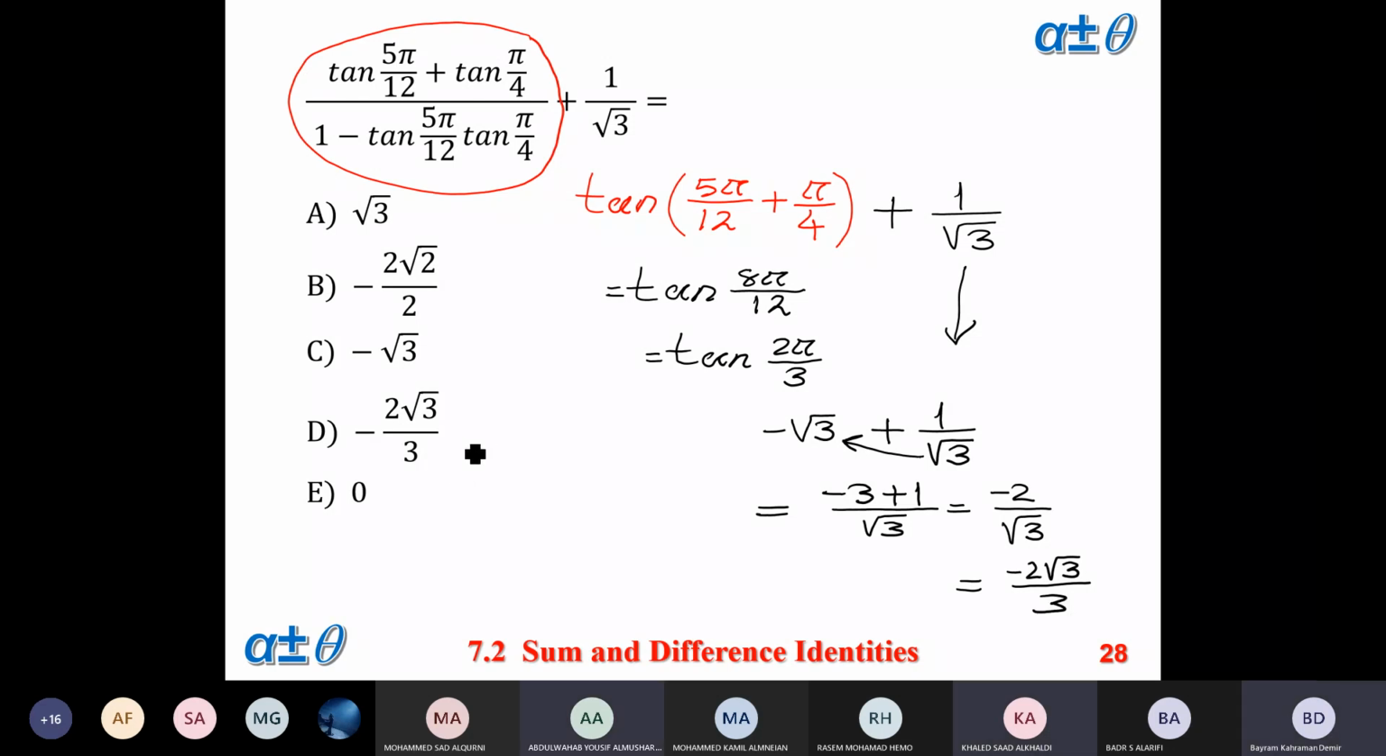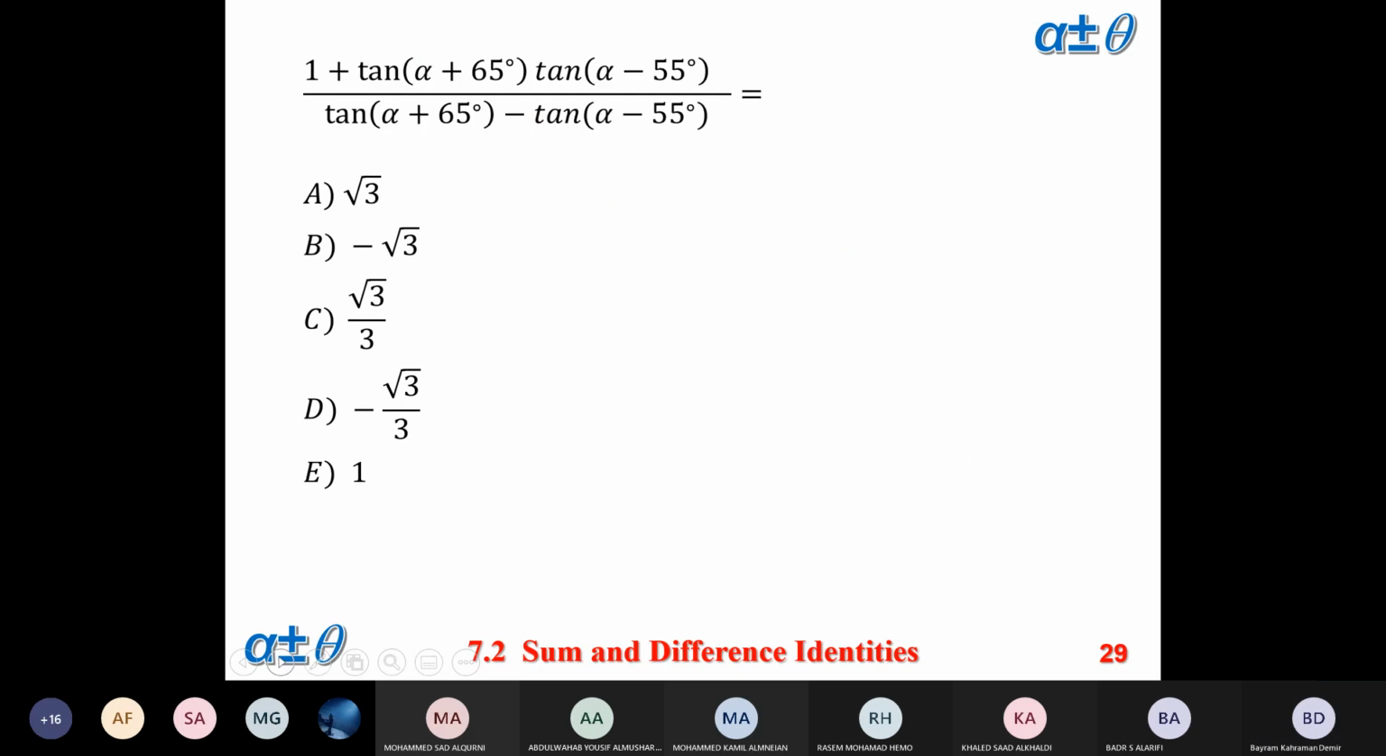Negative root 3. Yes, 2 pi over 3 is in the second quadrant, Shabab. 2 pi over 3 is in the second quadrant. Again, it's just a tangent formula.